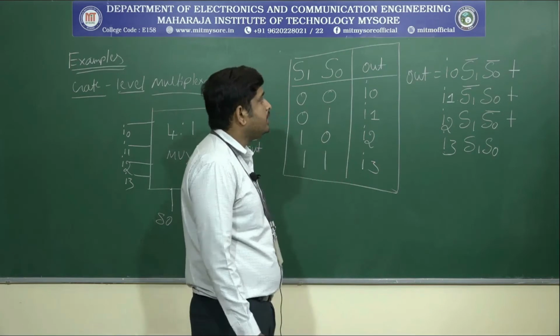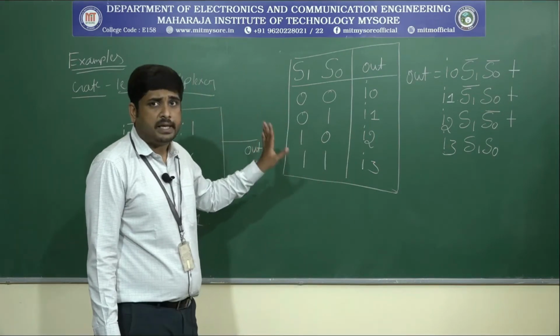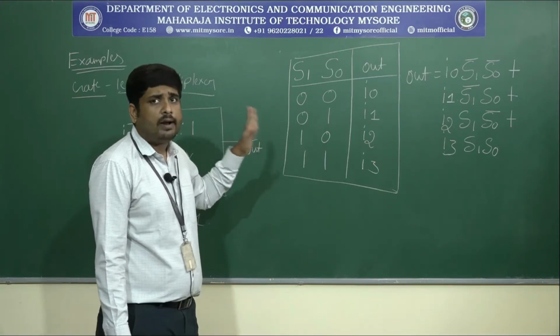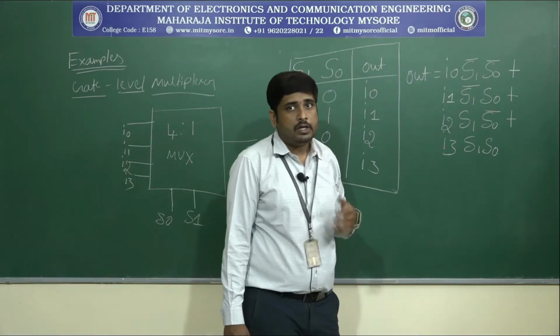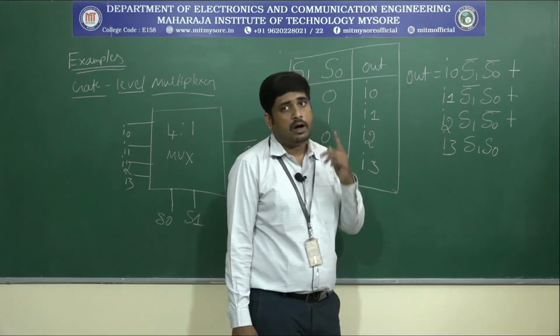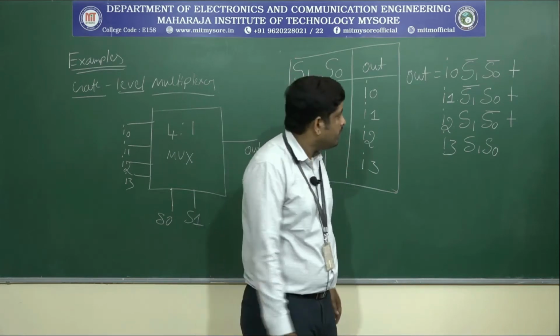So what are all the requirements of this 4:1 mux? Here we are using basic gates, that is AND, OR and inverter. S0 and S1 both are complemented, right? So for S0 one NOT gate is required, then for S1 another NOT gate is required. So there are two inverters or NOT gates required here.